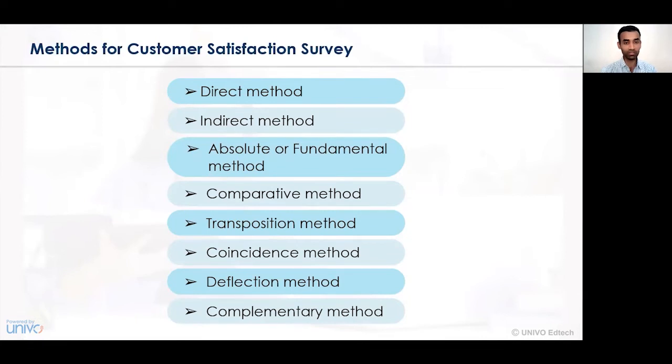The complementary method focuses on whatever perquisites, additional benefits or facilities are being provided to the consumer, and how those facilities help a customer or purchaser get a better understanding of the product.